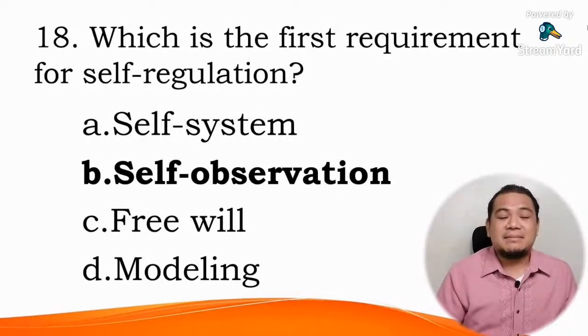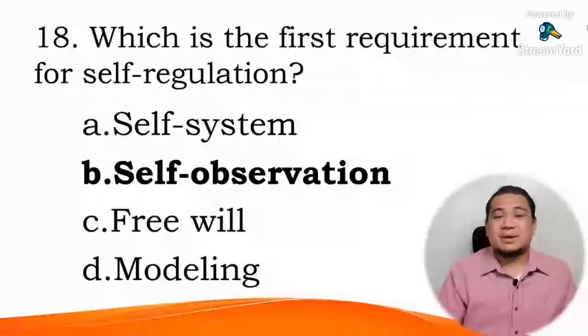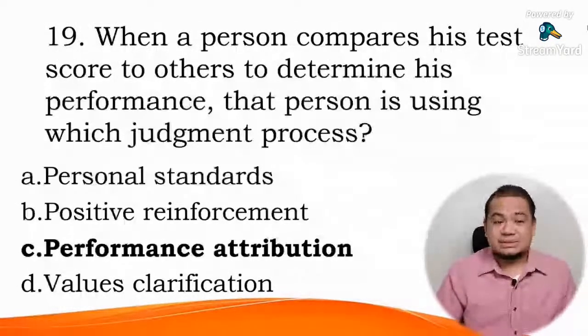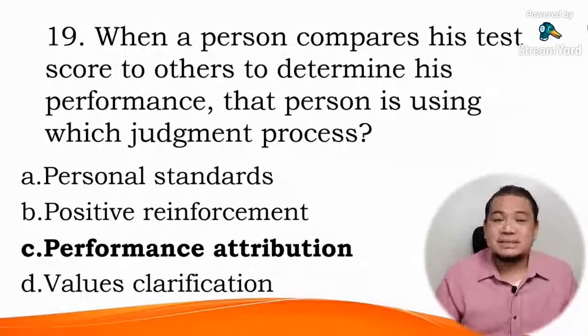Bandura recognized three internal requirements in the ongoing exercise of self-influence. Number one, self-observation. Number two, judgmental processes. And number three, self-reaction. Next, number 19. When a person compares his test score to others to determine his performance, that person is using which judgment process? The answer, performance attribution.